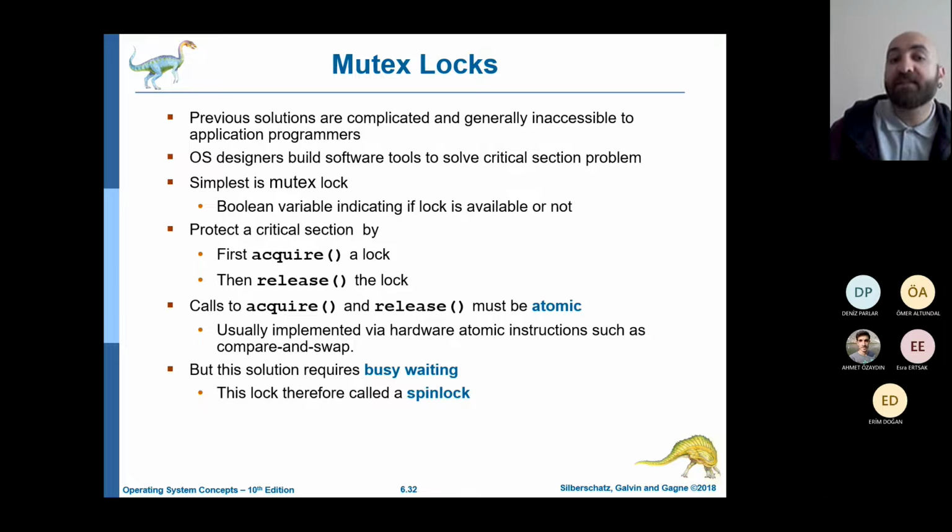So it's called a spin lock, because that process has to loop continuously until acquiring the lock. The type of mutex lock we have been describing is also called a spin lock for that reason, because the process spins while waiting for the lock to become available. So this is the main disadvantage of mutex locks.